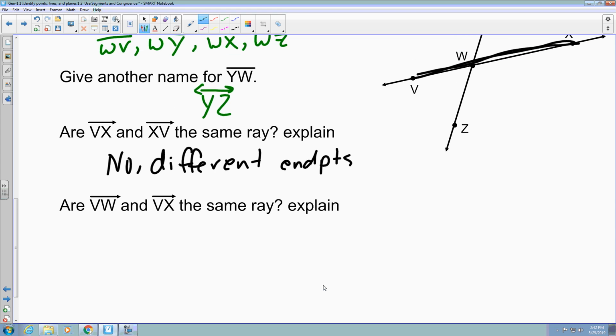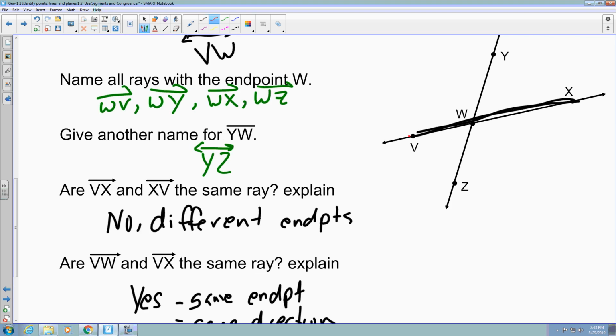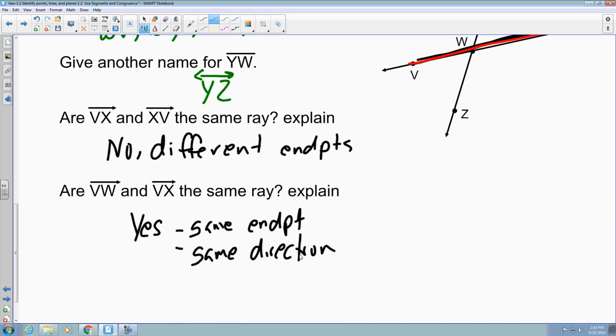The next question here, it says VW and VX, are they the same ray? In this case, yes, because they have the same endpoint. And also they're going in the same direction. So if you look here, VW goes here and it's still going to go on to infinity, and it also crosses through X. So yes, they are in fact the same ray.